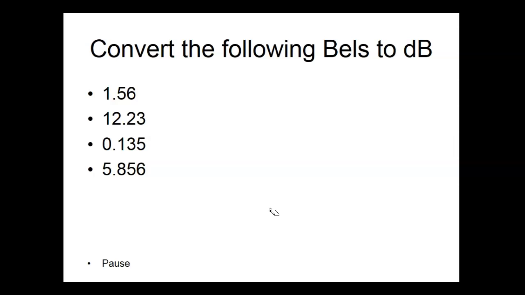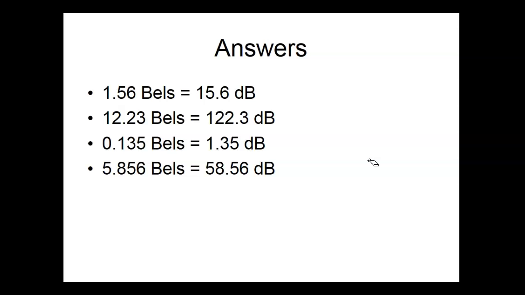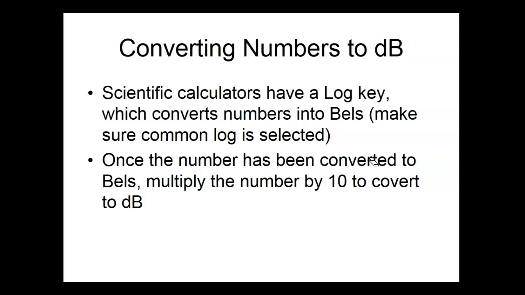Convert the following to dB. Scientific calculators have a log key that converts numbers into bels. Make sure that common log is selected. Once the number has been converted to bels, multiply the number by 10 to convert to dB. So just take it and move it to the right one time, and then round it, depending on how accurate you want to be. The less you round, the better you're going to be, right? You understand?